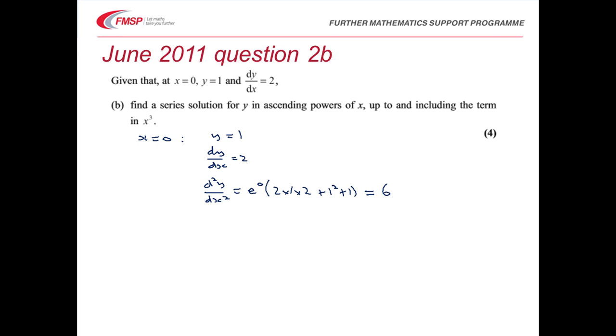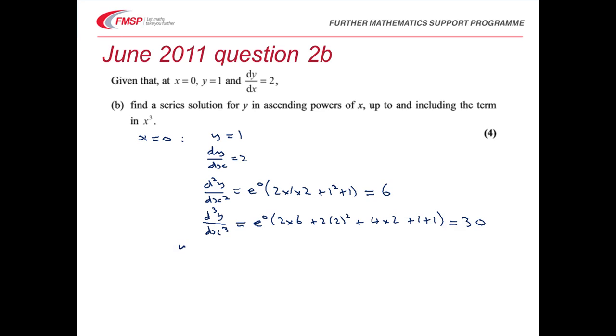I can also use the derived formula for d3y by dx cubed using the given information. So I know x is 0, y is 1, dy by dx is 2, and d2y by dx squared is 6. So this will give me e to the 0, 2 times 6, plus 2 times 2 squared, plus 4 times 2, plus 1, plus 1, gives me the third derivative is exactly 30.